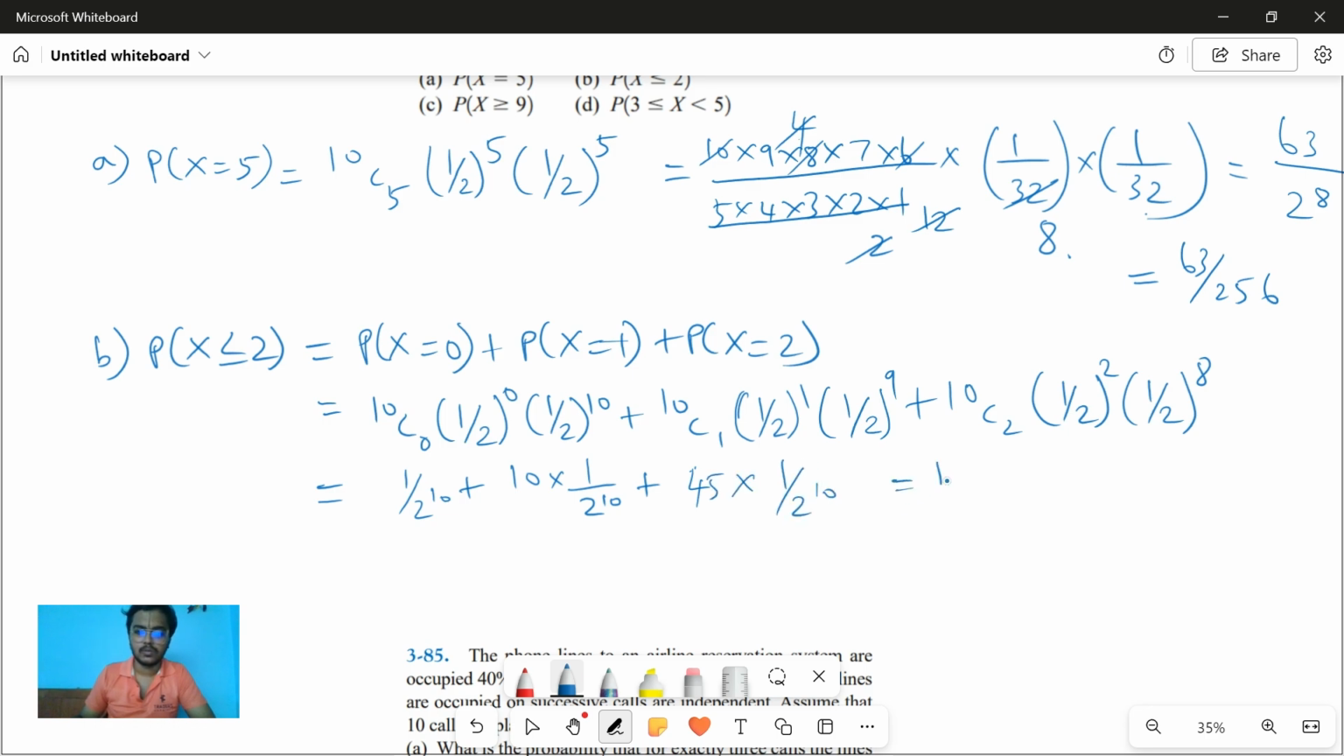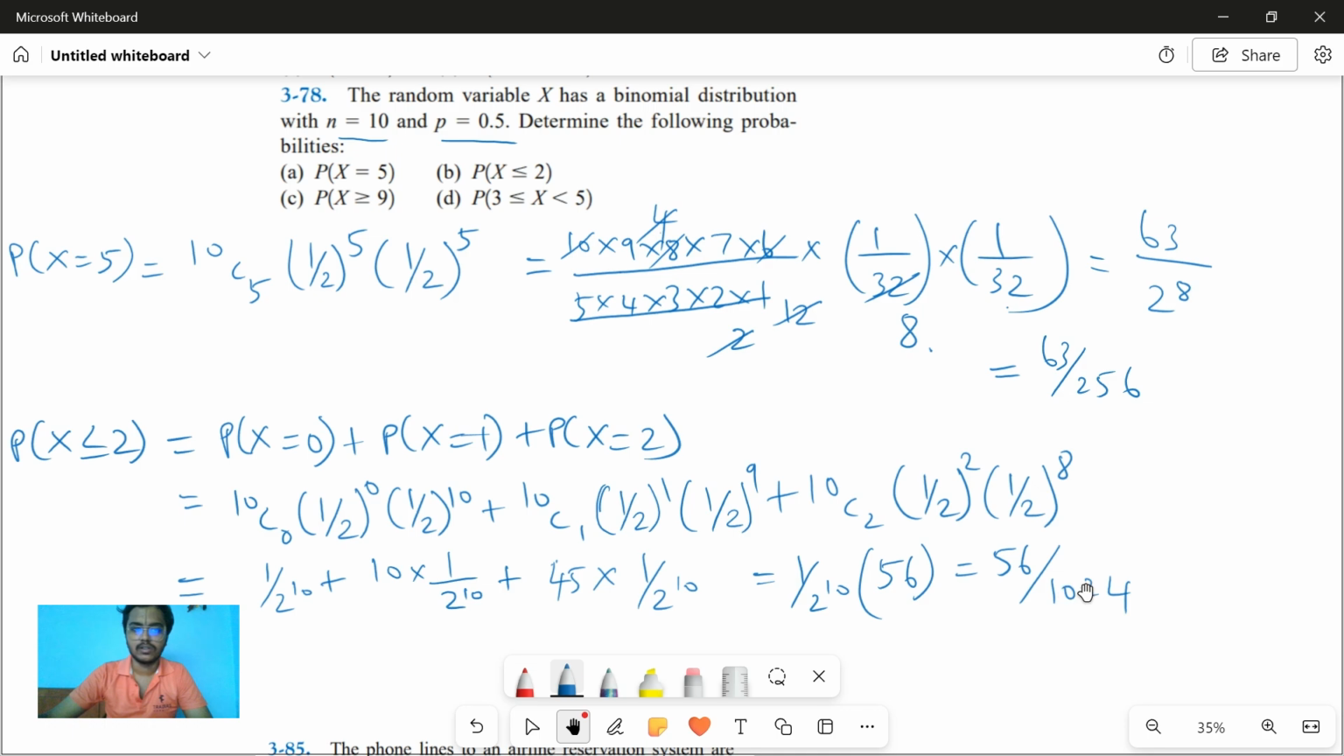So take (1/2)^10 common: 1 plus 10 plus 45, which is 56. So 56 by 2^10. 2^10 is 1024. This is the answer. If you want, you can cancel it.